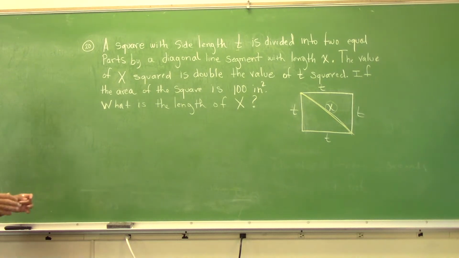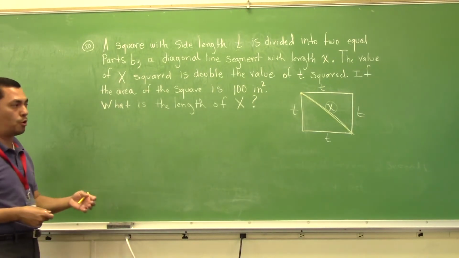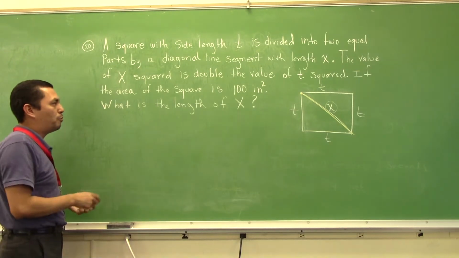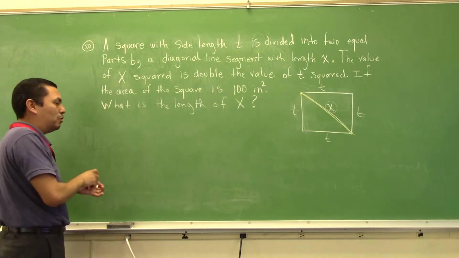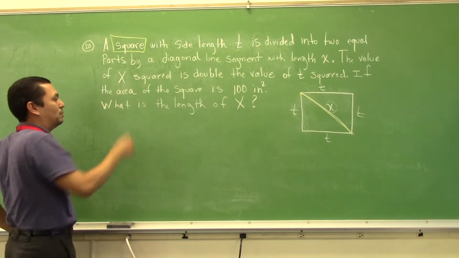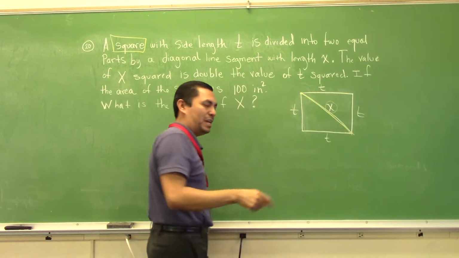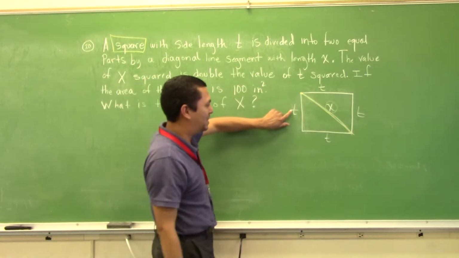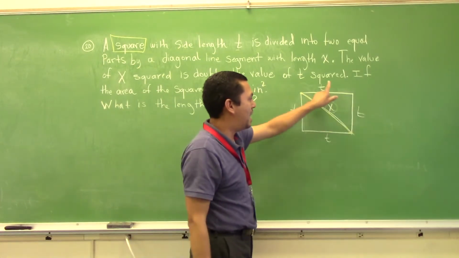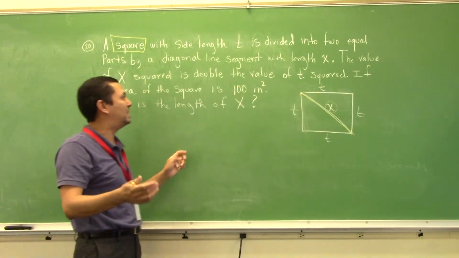Now this problem is going to have two parts. And remember, we need to show our work. We need to make sure we write everything. So now I'm going to read the problem. I'm going to underline a square. A square means that every single side of the figure is the same. That's why the sides are t, t, t, and t. Because it's a square, every single side is the same.